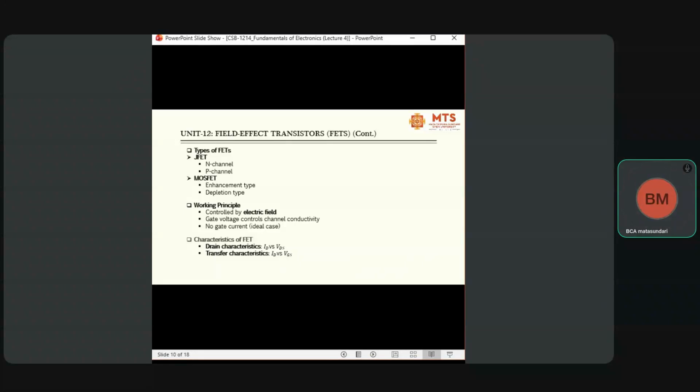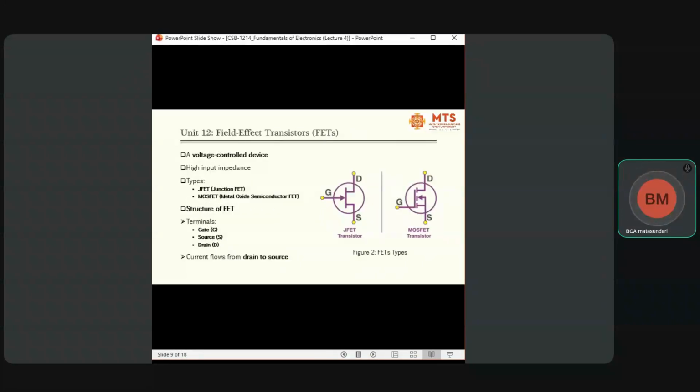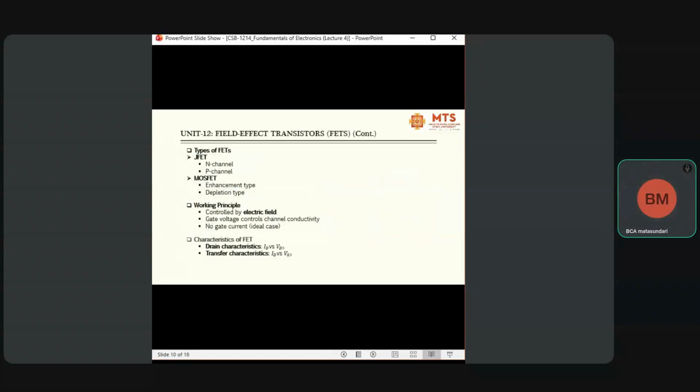This is the ideal case. Characteristics of FET: there are two types, drain characteristic and transfer characteristic. See the difference? In drain characteristic, it will be ID versus VDS. Transfer is ID versus VGS. G is called gate, D is drain and S is source.